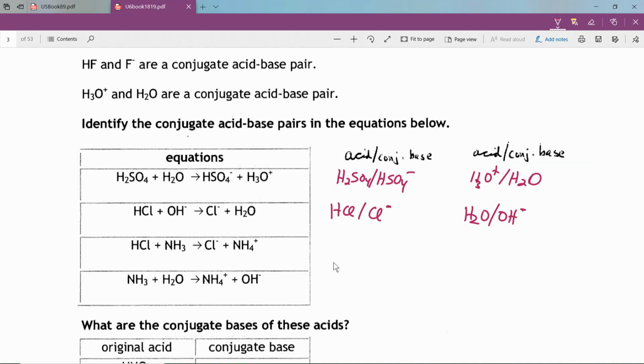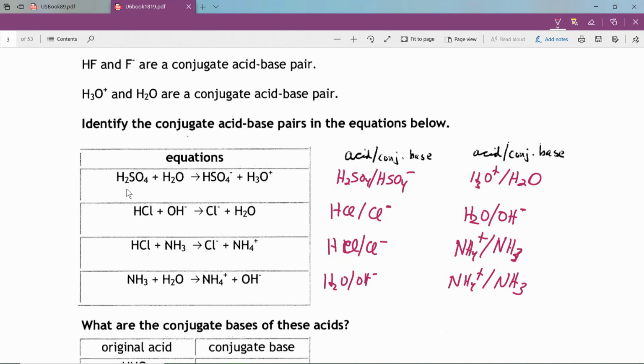Here in the third one, we don't see water anywhere. We see HCl tossing a proton to NH3 to get NH4 plus and Cl minus. So I got HCl and Cl minus, and I got NH4 plus and NH3. Okay, so those are my two conjugate acid-base pairs. And the fourth one we've already looked at before, H2O and OH minus, and NH4 plus and NH3. Okay, so you have to be able to identify acids and their conjugate base pairs.